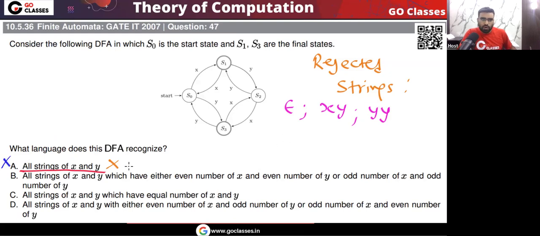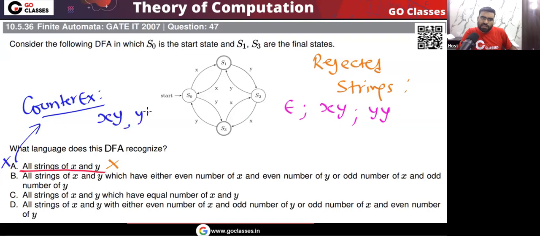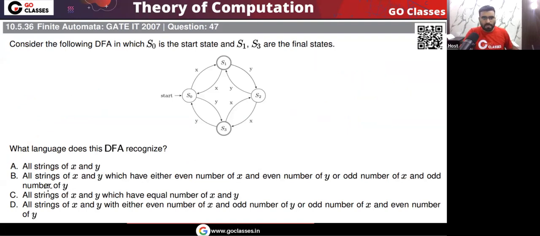So you can see for option A, the counterexamples are these strings, for example XY, YY. These are the counterexamples because these strings are not accepted by the given DFA. Tell me, what about the next? See, option B. Option B is saying all strings of X, Y which have either an even number of X and even number of Y, or an odd number of X and odd number of Y. So tell me, is it correct?